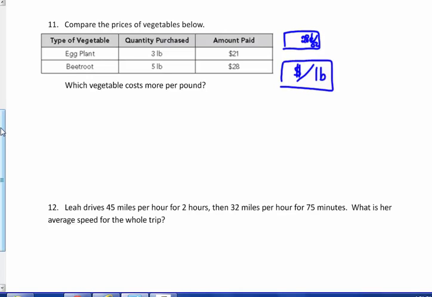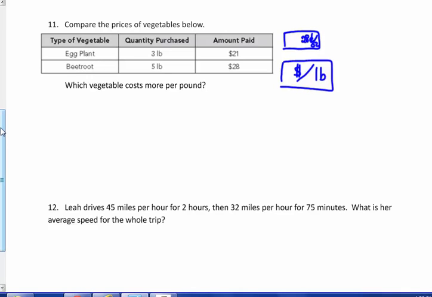If they don't have them, you could figure it out. Take the cost divided by the quantity that you're purchasing. Is it pounds? Is it ounces? Is it liters? Is it candy bars? So you could do that. You could take the money and divide it by how much you're purchasing and figure out the cost per item.